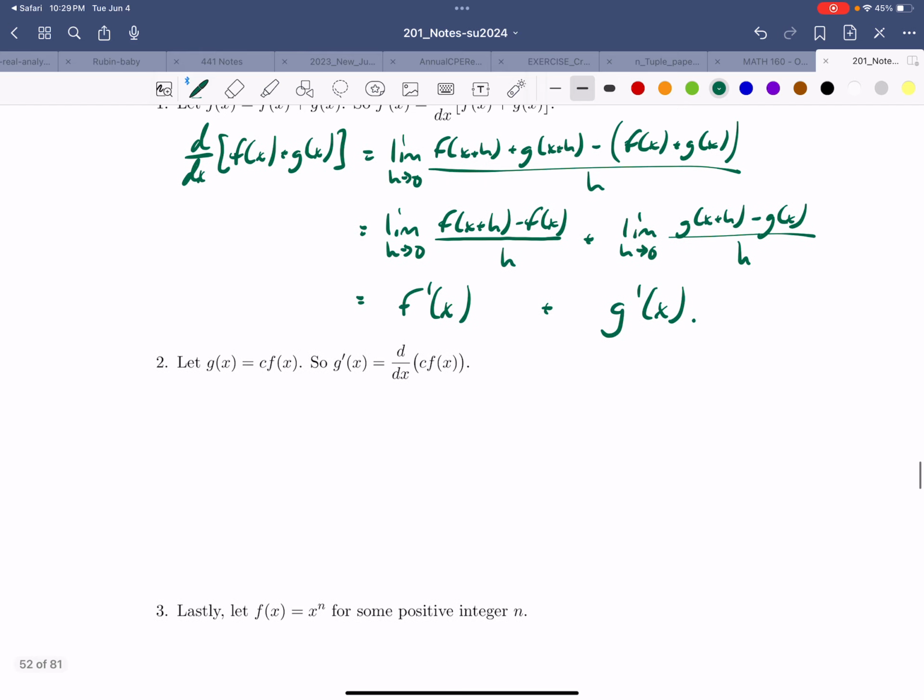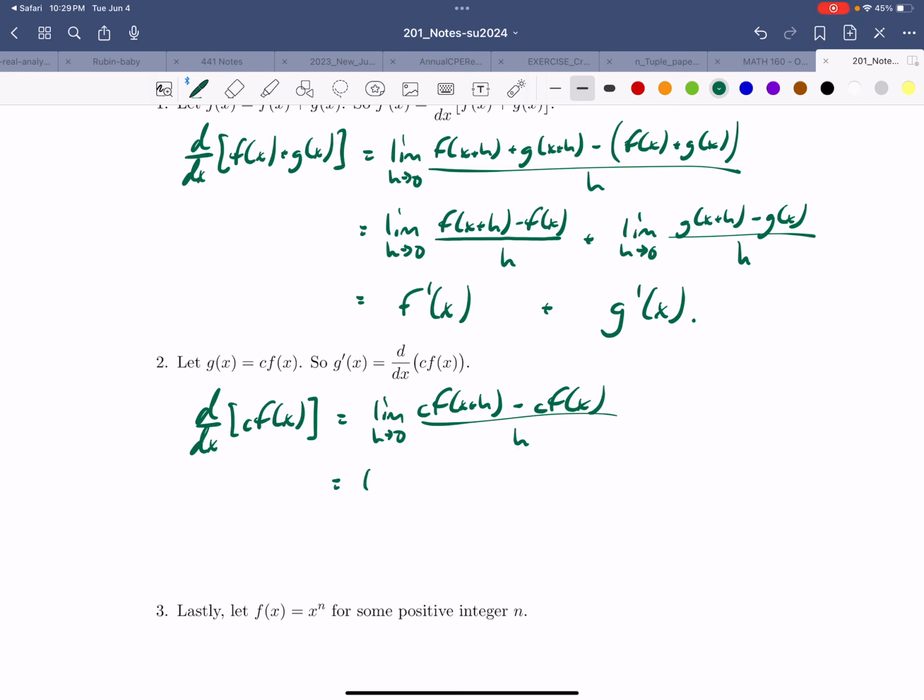We can use similar trickery for this guy. So the derivative of c f of x, some constant times f of x, is going to equal the limit as h approaches 0 of a constant times f of x plus h, and note that it doesn't even matter what f of x is, it's just any function, all over h. Well, note that we can factor out the c.